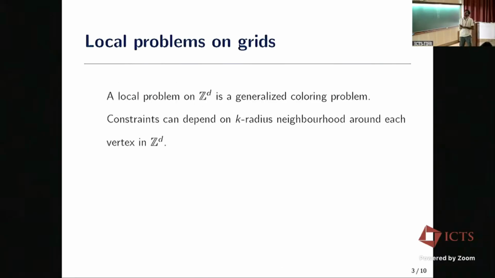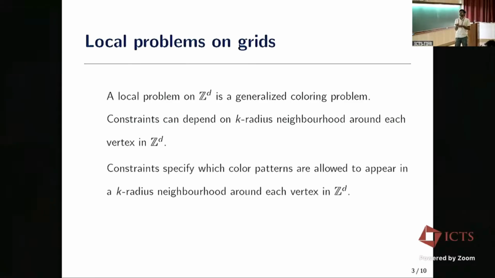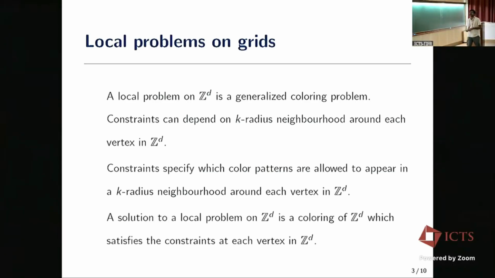In general, a local problem on Z^d is a generalized coloring problem. Instead of constraints depending only on the adjacent vertices, here we allow constraints to depend on a k radius neighborhood around each point of Z^d. Constraints specify which color patterns are allowed to appear in a k radius neighborhood around each vertex. For example, you look at a 10 radius neighborhood, and there are at least 7 2s or at most 5 1s, or something like that. Constraints can be arbitrary as long as they are defined on a fixed finite radius neighborhood around each point. Such a problem is called a local problem. A solution to a local problem on Z^d is just a coloring of Z^d which satisfies the constraint at each point of Z^d.